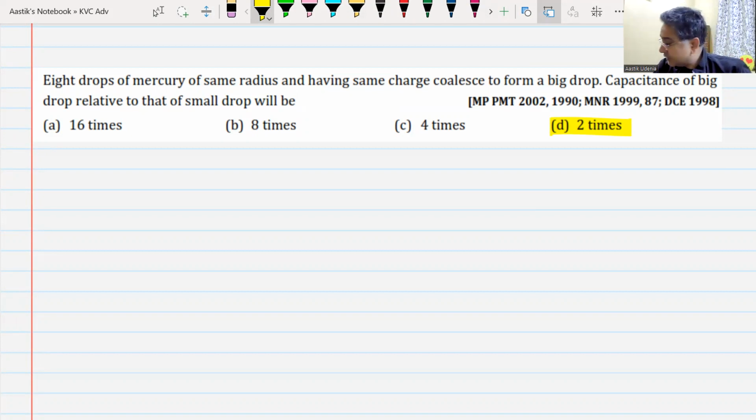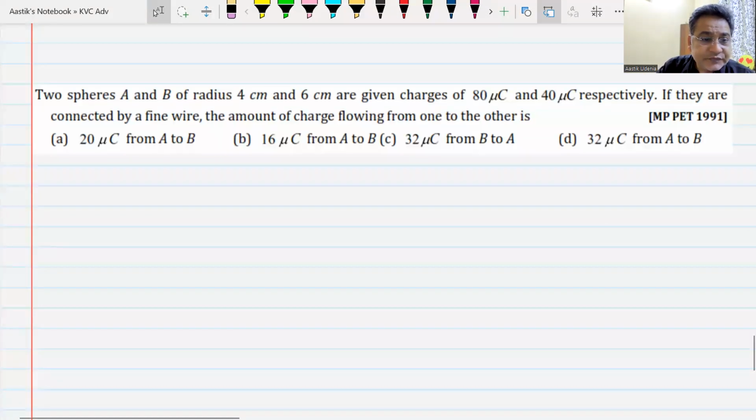Okay, great. That takes me to the next question. Two spheres A and B of radius 4 and 6 centimeters are given charge 80 and 40 microcoulomb respectively. They are connected by a fine wire. The amount of charge flowing from one to the other is how much? They have not specified whether it is positive charge or negative charge. We will assume that they are talking about the positive charge. What is the amount of positive charge that flows from one to the other? I'll give you 2 minutes to give me the answer for this one.